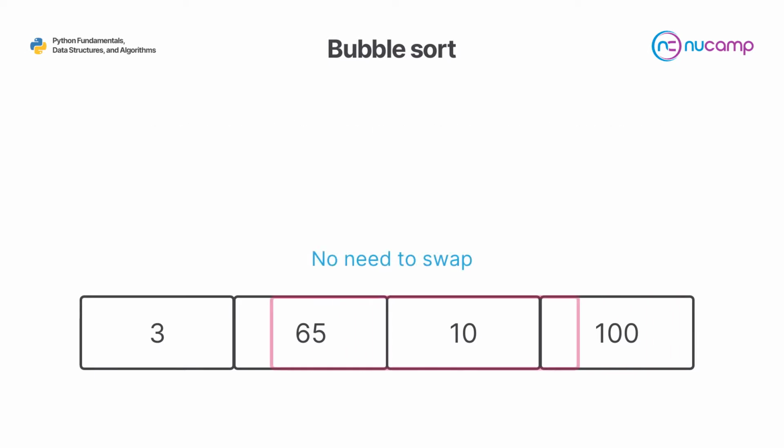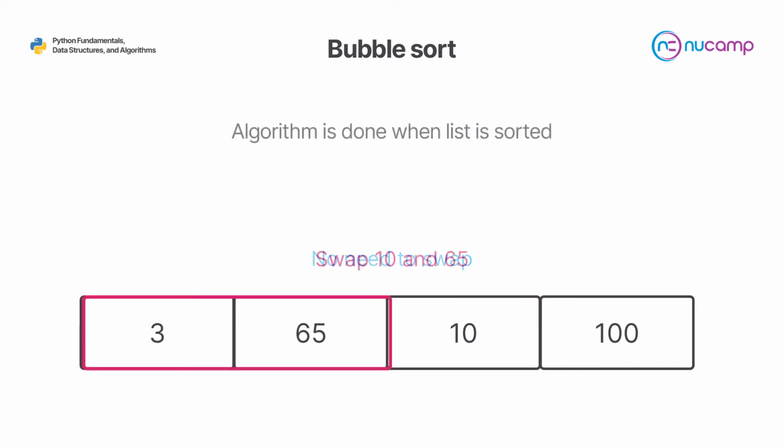To save us the time, here is the last iteration of the list. When all of the values are sorted, then we have reached the end of the sorting algorithm. There you have it, the bubble sort algorithm.